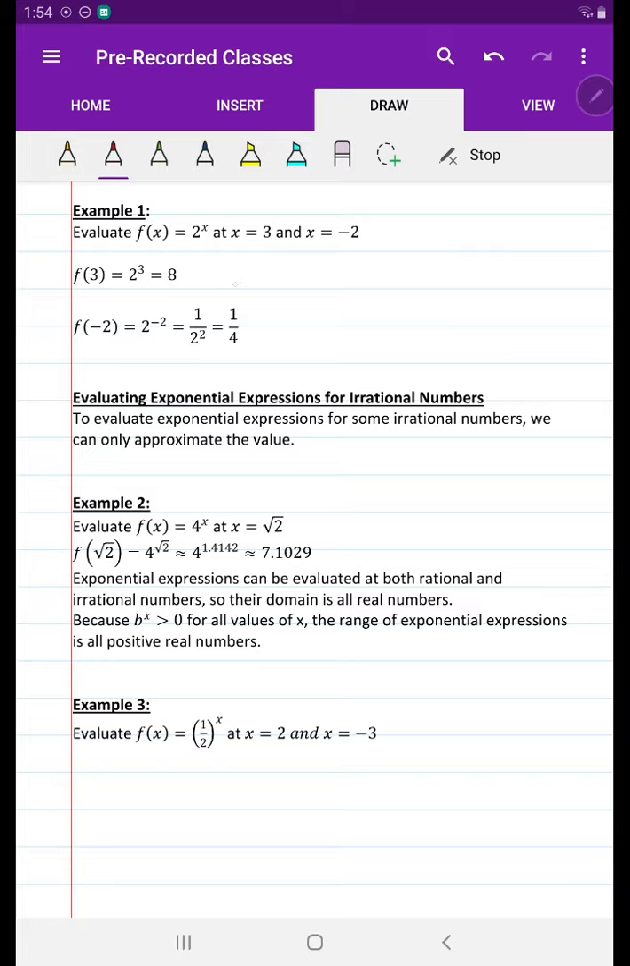So I'm going to start off by evaluating f of 3, right? And so I'll just plug 3 in wherever I see x. So then this turns into 2 cubed, and I can simplify that, and I know that 2 cubed is 8, and that's my answer, and I'm all done.